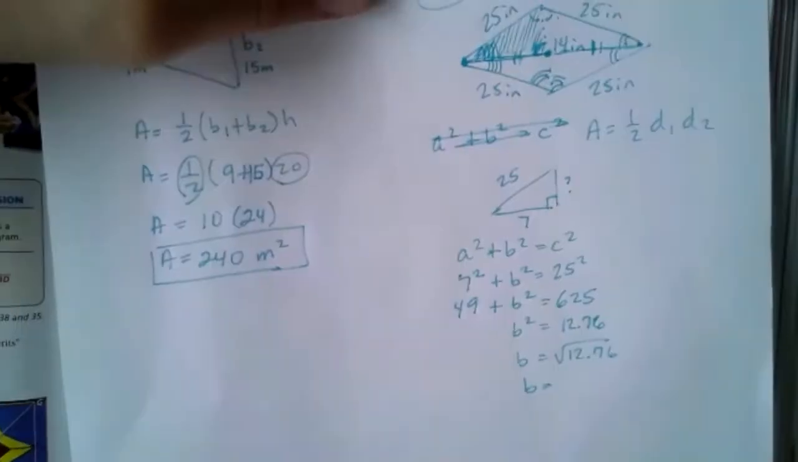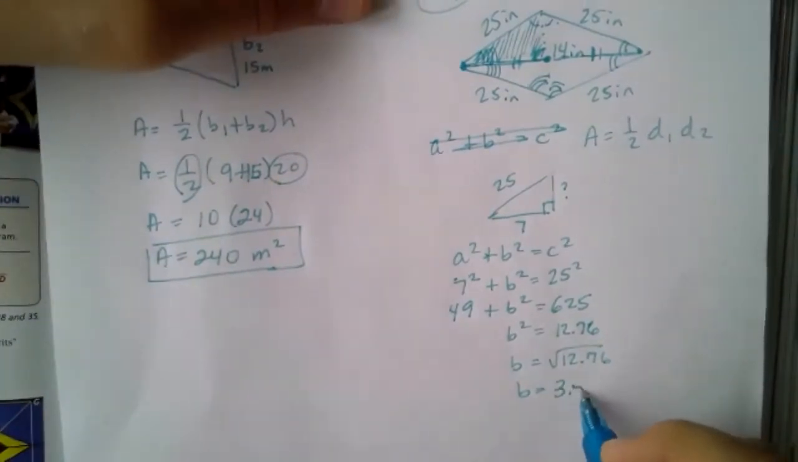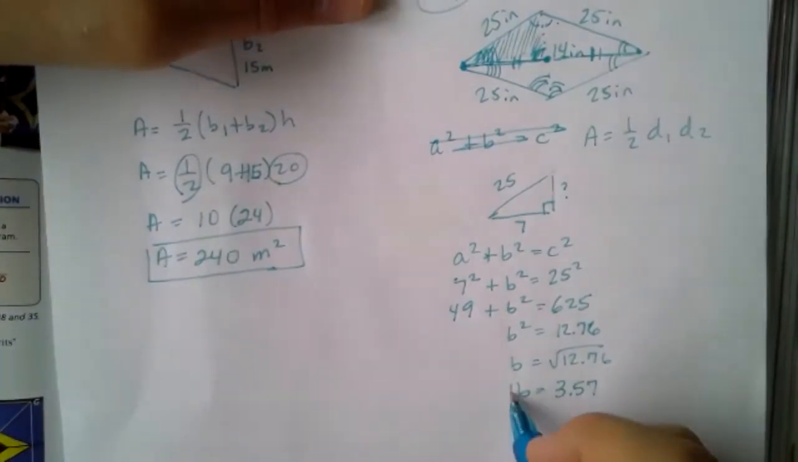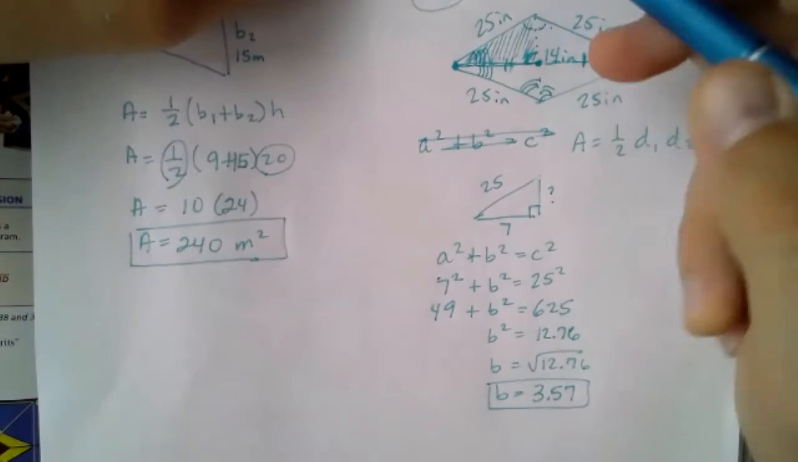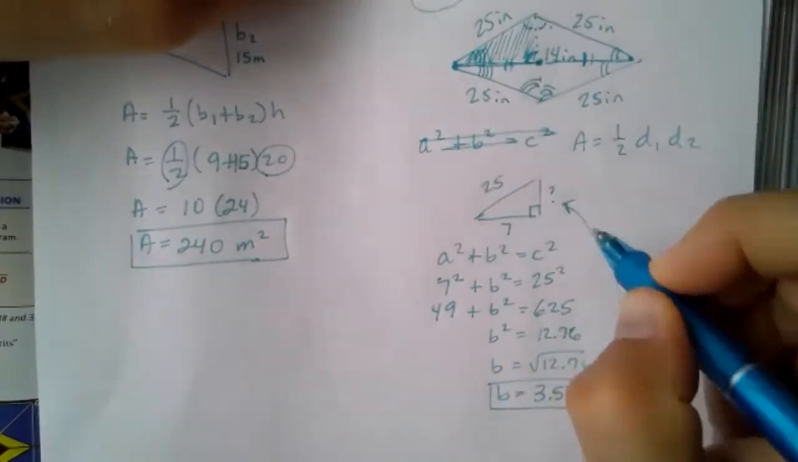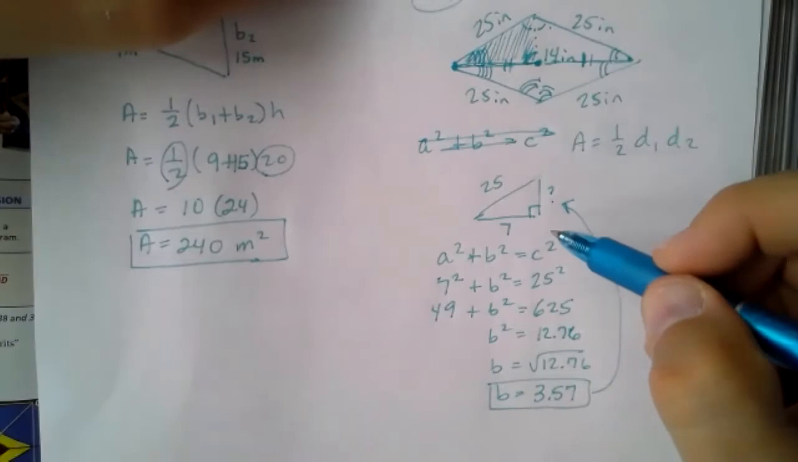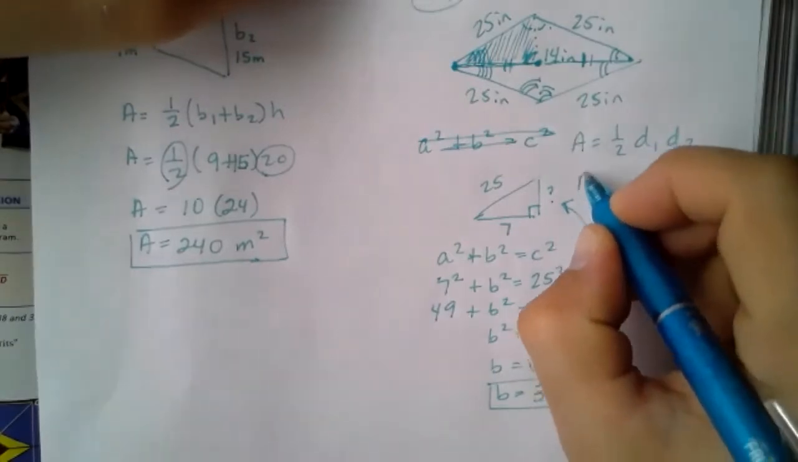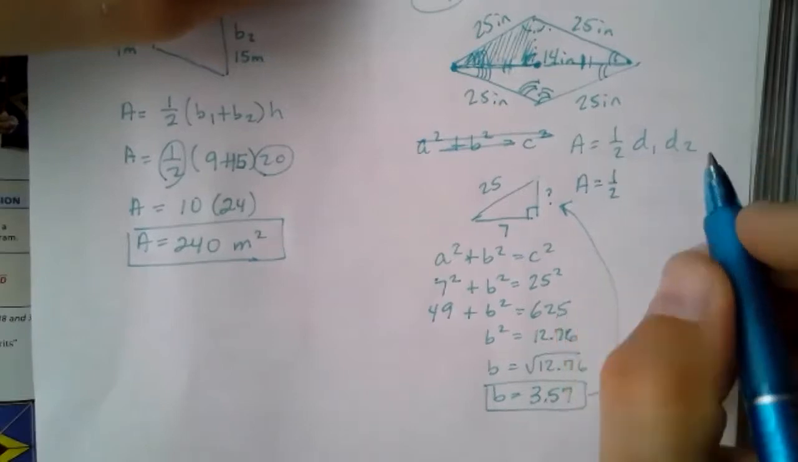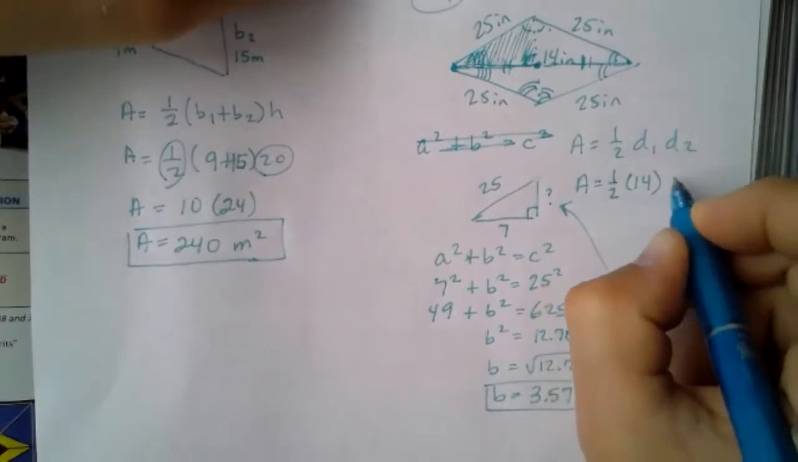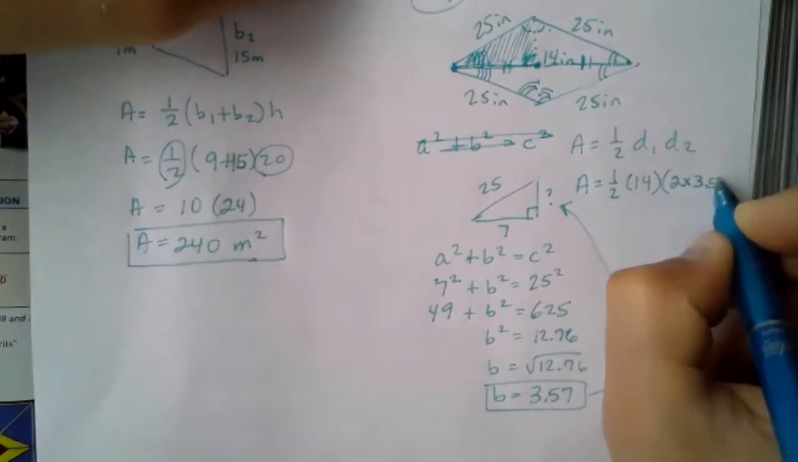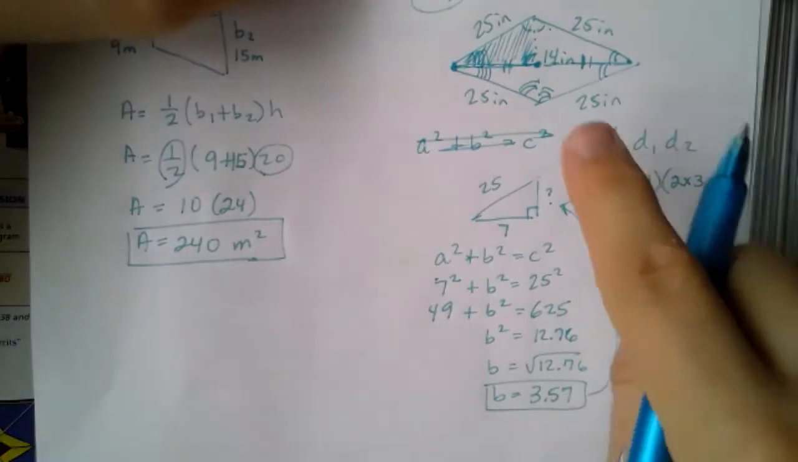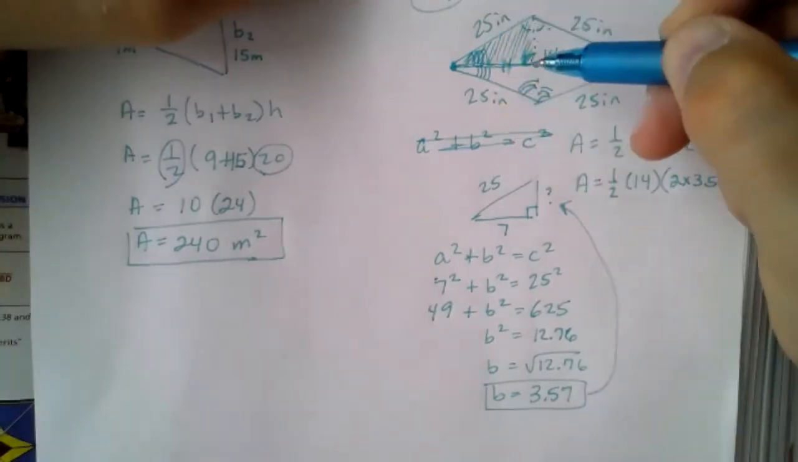All right, so that means that this length right here is 3.57. And that means that this length right here is 3.57. So I'm going to draw an arrow at it. And then that means we have to double it. So first off, our first diagonal was 14. We knew that already. Our second diagonal is going to be 2 times 3.57, because you're going to have 3.57 twice.